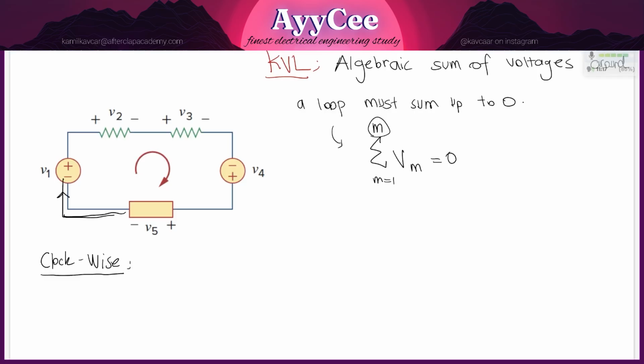Here we enter the element V1 from the negative terminal, so this is going to be minus V1, and as we follow the path for V2, the current enters from the positive terminal, so that's going to be positive V2. As we follow, the current enters this resistor from the positive terminal, so we're going to have positive V3. As we follow the path here, this current enters the element from the negative terminal, so that's going to be minus V4. As we again follow the path, the current enters element 5 from the positive terminal, so that's going to be positive V5, so that's all going to sum up to 0.